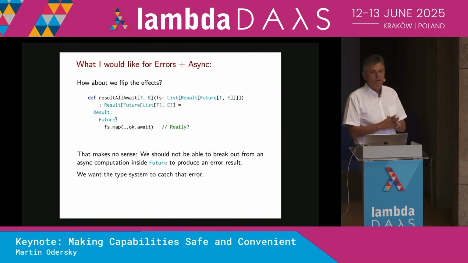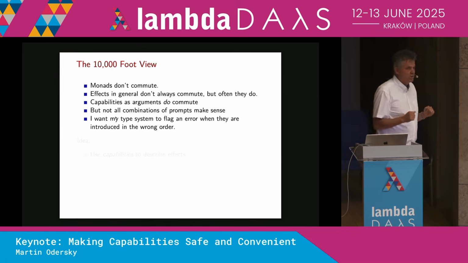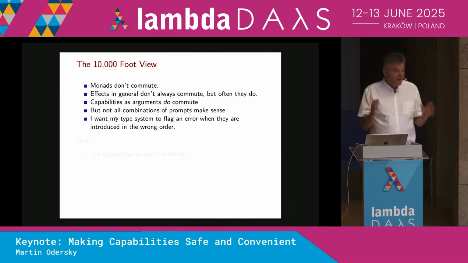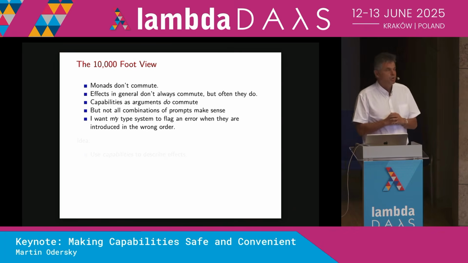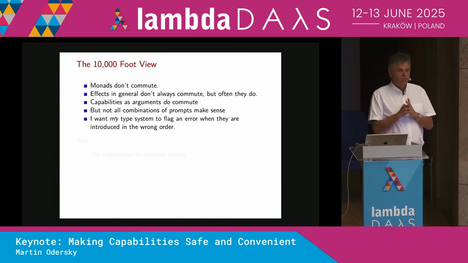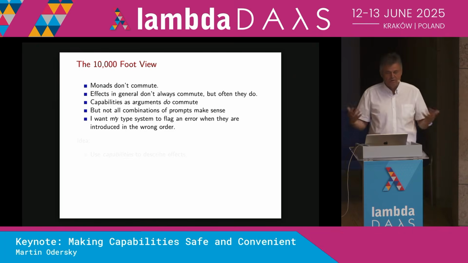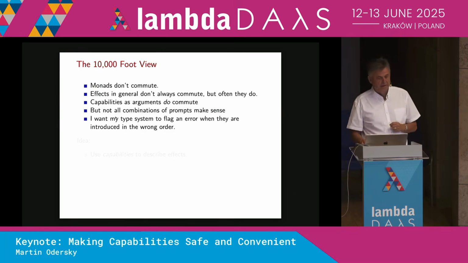Right? So that's essentially the problem in a nutshell here, that it seemingly commutes fine, all these effects, but there are certain effects that shouldn't commute, like this one shouldn't commute. And we want the type system to catch that error. So the challenge is, can we find a type system that does that? So the 10,000-foot view is monads don't commute. Effects in general also don't always commute, but often they do, quite often actually. So capabilities as arguments do commute, so they're more convenient in that thing, but not all combinations of prompts make sense. So some of them are unsafe, and I want my type system to give me the commutativity by default, but flag an error when effects are introduced in the wrong order.